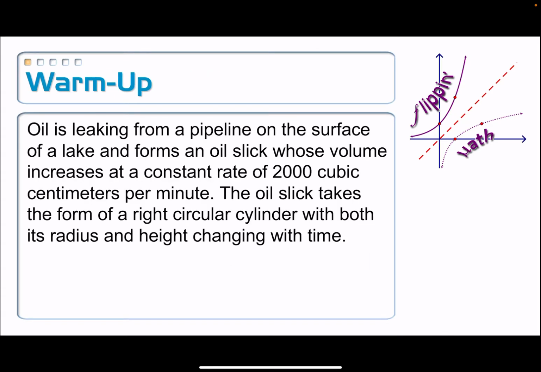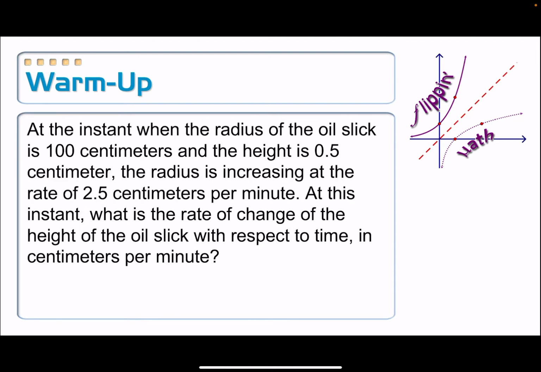So speaking of that, this is taken from a free response question from the AP Calculus exam. Insert year here, I don't remember what it was, but it said oil is leaking from a pipeline on the surface of a lake and forms an oil slick whose volume increases at a constant rate of 2,000 cubic centimeters per minute. The oil slick takes the form, of course, of a right circular cylinder with both its radius and height changing with time.